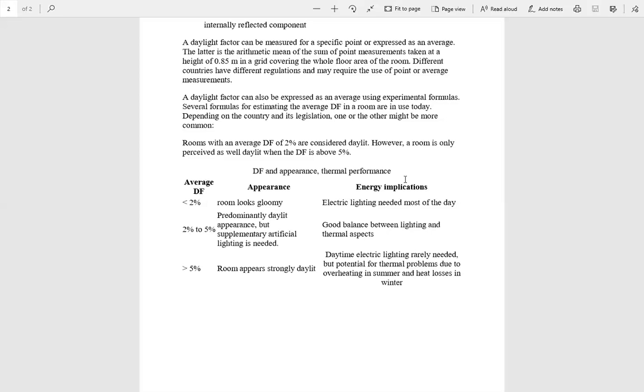If the average daylight factor is 2% to 5%, the room has a predominantly daylight appearance, but supplementary artificial lighting is needed. There is a good balance between lighting and thermal aspects. Now, if the average daylight factor is greater than 5%, the room appears strongly daylighted. Daytime electric lighting is rarely needed, but there is potential for thermal problems due to overheating in summer and heat losses in winter.